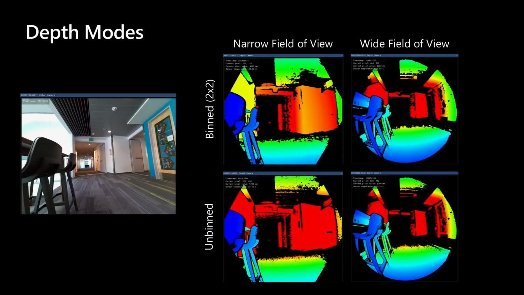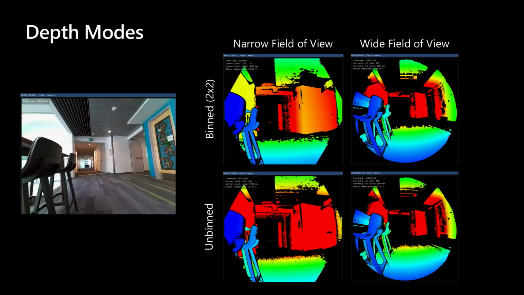If you compare the narrow field of view binned to the unbinned and look at the ceiling in the kind of green section, you'll notice that I get more of that ceiling recovered with the binned mode than I do in the unbinned mode. In the wide field of view side, you'll notice that I'm seeing more, right? I'm seeing more of the floor and more of the walls and ceilings on the top and bottom. And then you have the same trade-off between binned and unbinned. If you look at the ceiling again, you'll notice that I can see further. I can see things that are further away with the binned mode than with the unbinned mode.